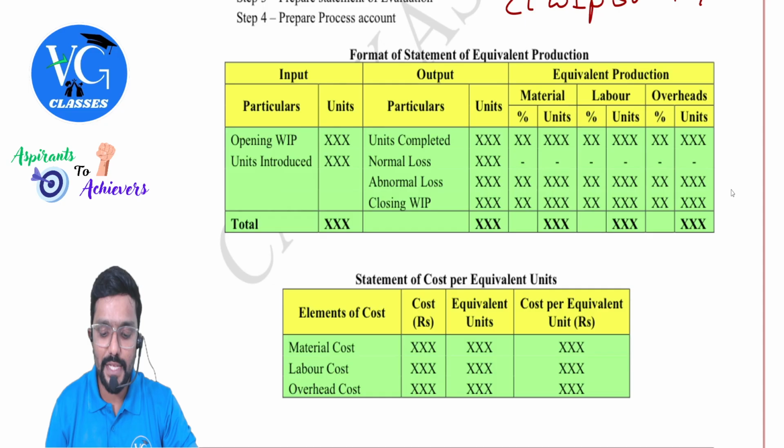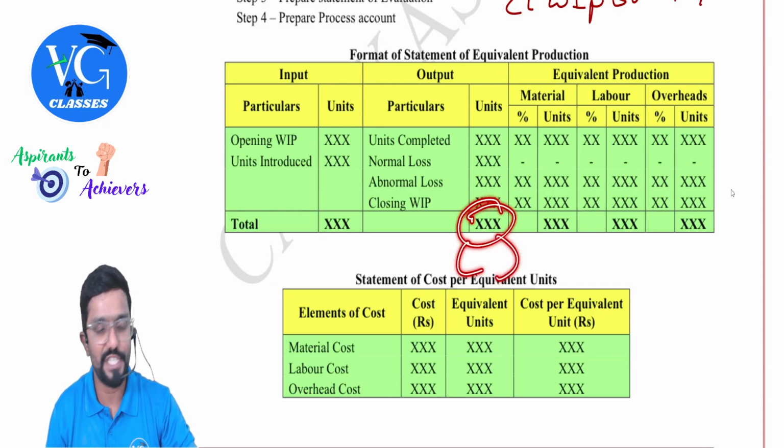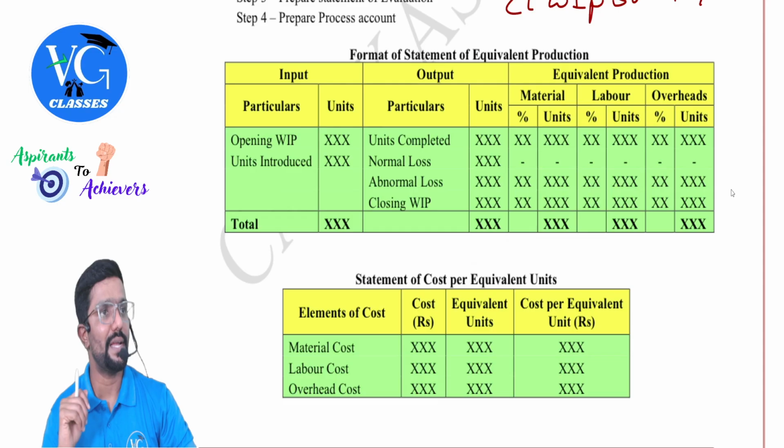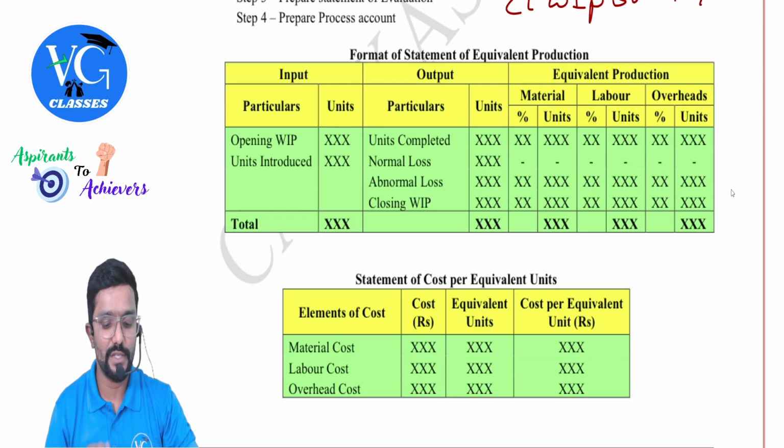Sir, what if by chance the output is more? Then the difference is abnormal gain. You need to deduct it. If there is abnormal gain, you have to show it as a negative loss. Clear? First you do this: try to tally the output with input. Normally the abnormal loss would be the balancing figure. Or else if the output is more, then you will have abnormal gain. Hope you got it.